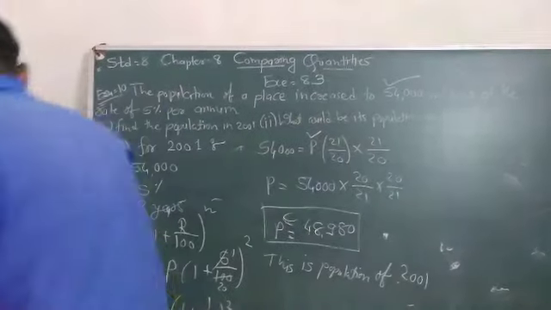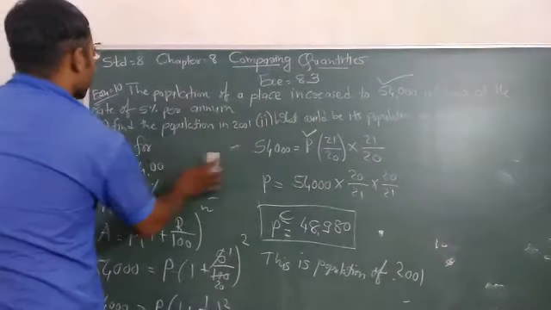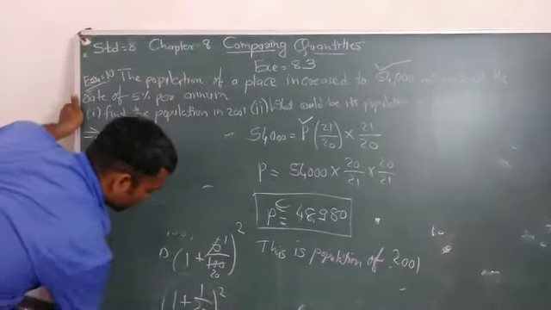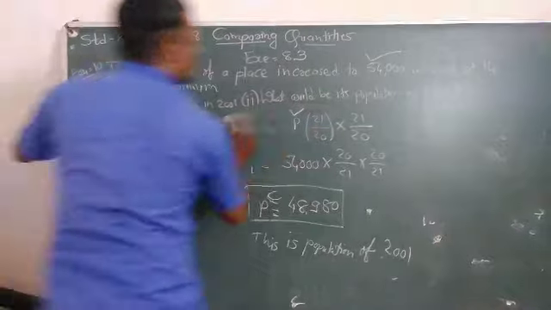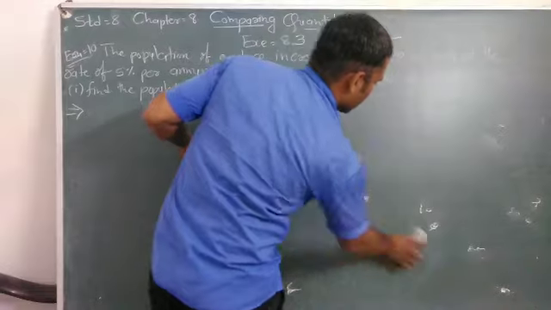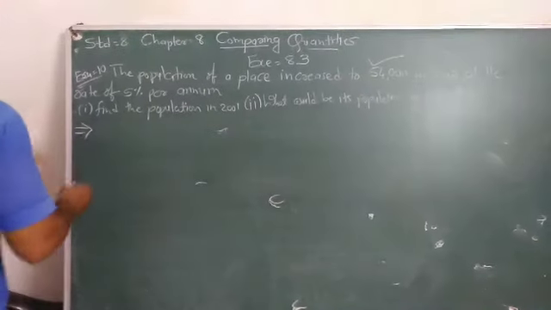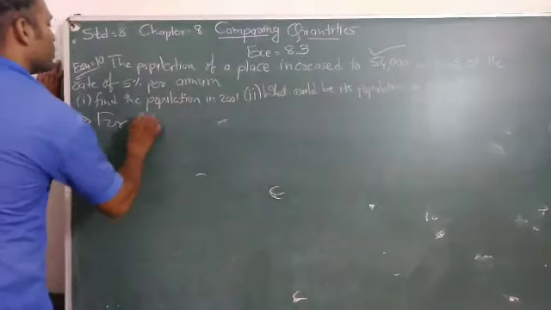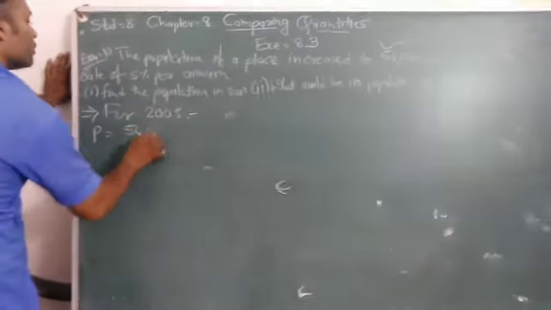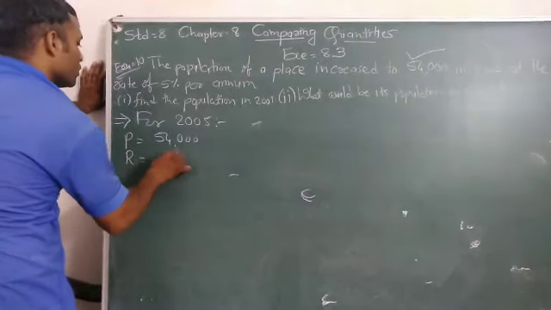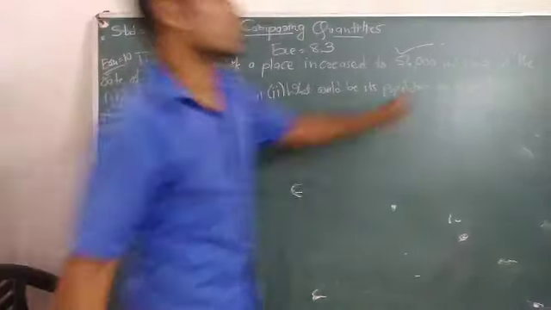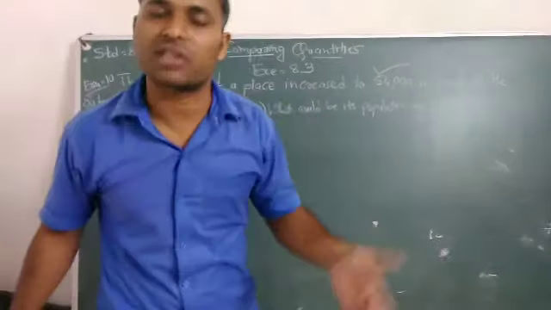So now we want to find for 2005. Now for 2005, P is equal to 54,000, R is equal to 5%, N is equal to also 2 years, because it is 2003 and this is for 2005. Difference will be 2 years.